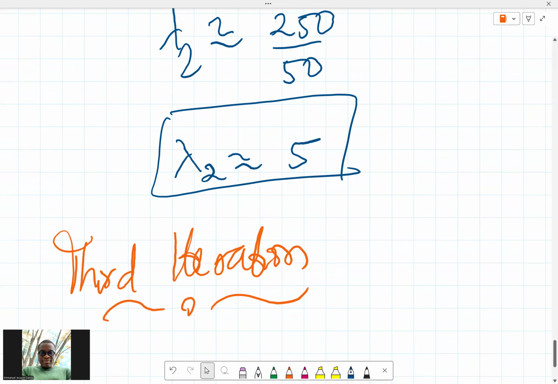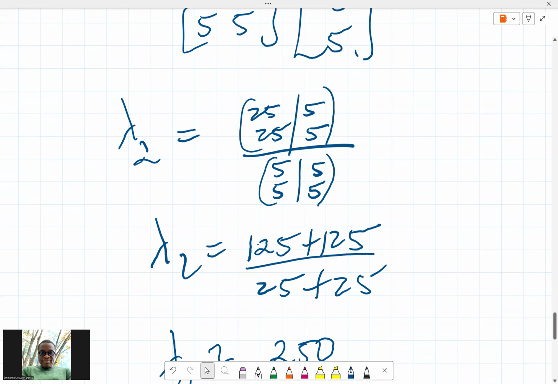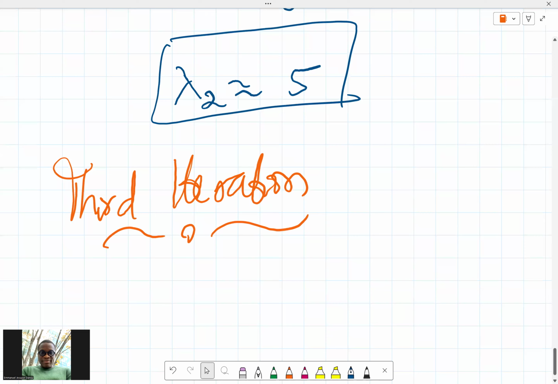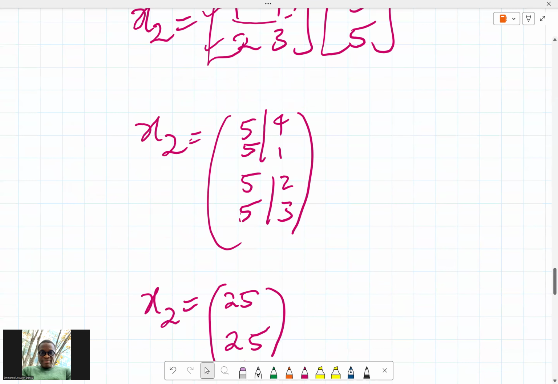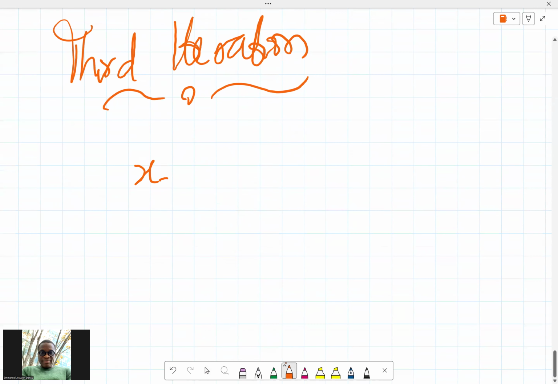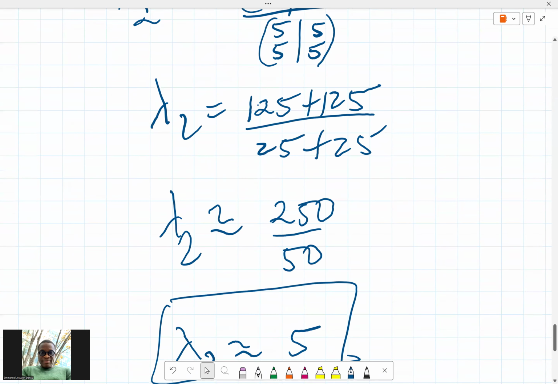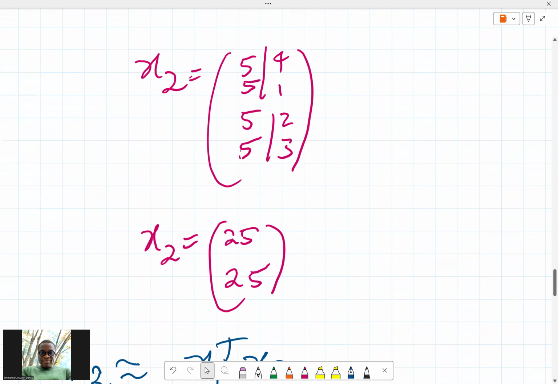So now we have all that, right? So we go for the next one. Of course, this case is easy. Third iteration, we go for X3, right? So again, X3 is equal to A X2. So X3 now is equal to A, which is 4, 1, 2, 3, multiplied by X2. Now our X2 is 25, 25, right?